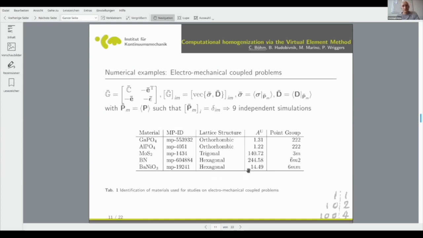And also, what is interesting, this A superscript U, which gives the universal degree of elastic anisotropy, means for 0 you do not have any anisotropy, so it's isotropic, and for higher values it is subsequently more anisotropic. So which is really high value here for 140 or 244.